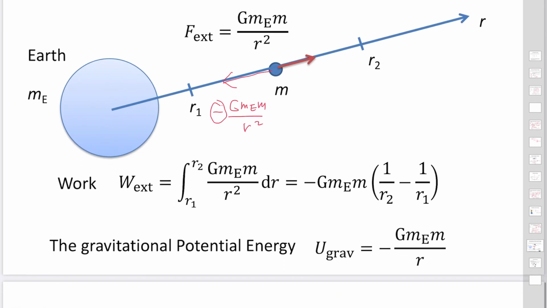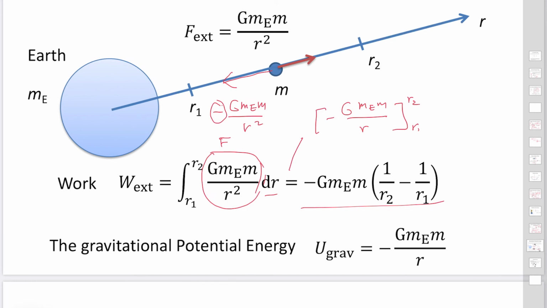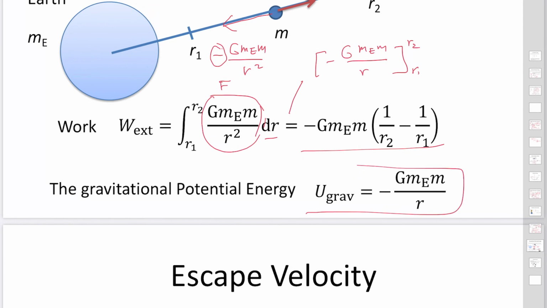The total amount of work is done by the external force. To calculate the work, you have to integrate the force with respect to r. So this integral becomes -G M_e m over r. If you take the derivative of this quantity, it becomes 1 over r squared. Evaluating from r sub 1 to r sub 2, it becomes this equation. So we can define the gravitational potential energy as -G M_e m over r.